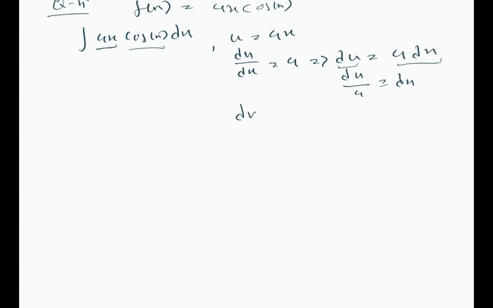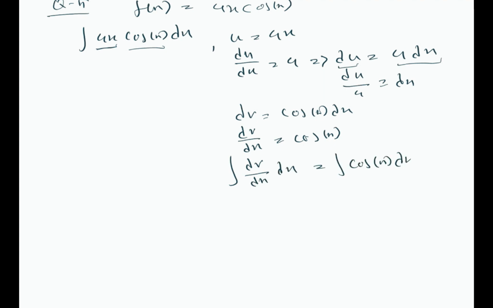For dv, I can take dv is equal to cos of x dx. If we divide both sides by dx, then it would be dv/dx is equal to cos of x. If we integrate both sides, then I would get the integral of dv/dx dx is equal to the integral of cos of x dx. Then I can write v is equal to the integral of cos of x, which is actually sine of x, right, plus c.